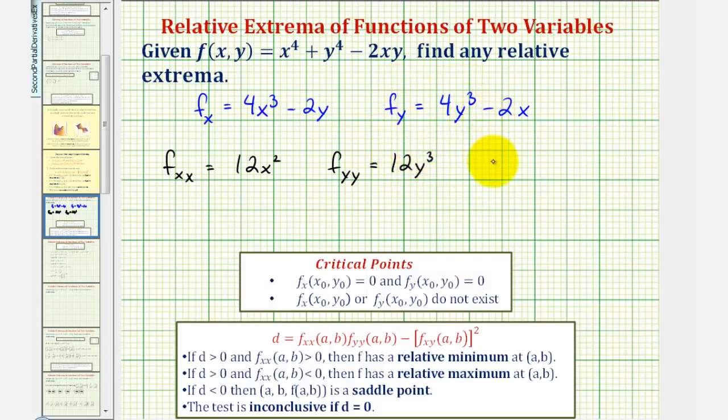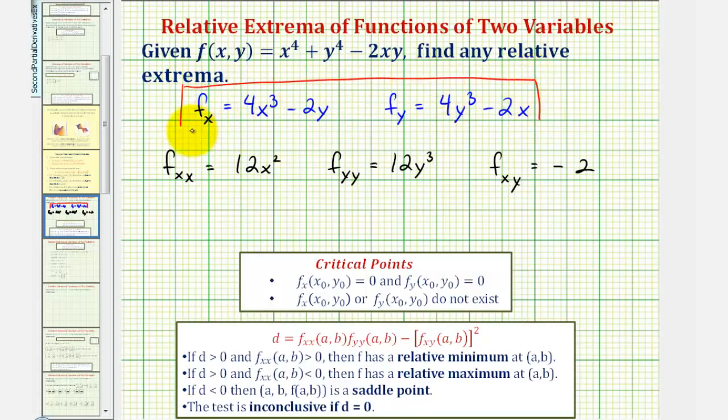We also need the mixed partial of f with respect to x and then y. To find this second order partial, we'll differentiate this partial derivative now with respect to y, which would give us just -2. And now we'll use the first order partials to find the critical points.